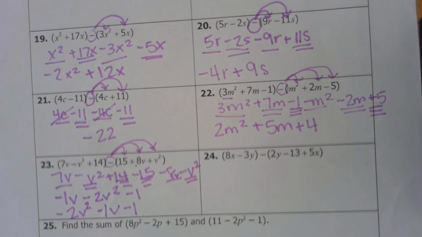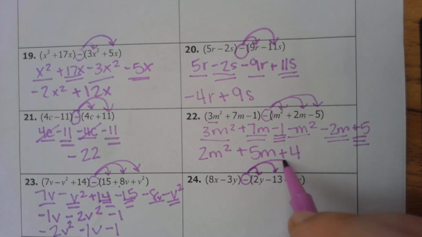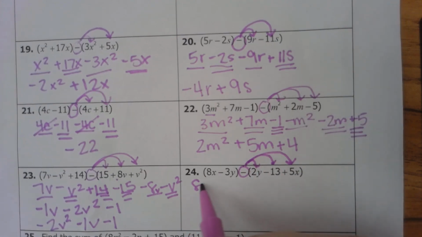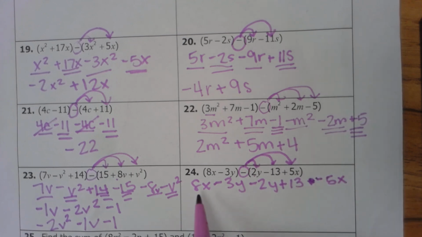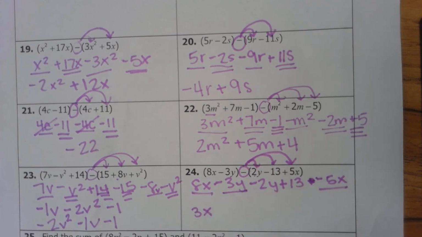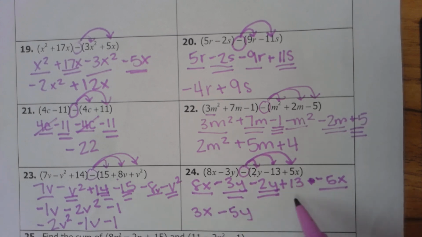Alright, 24. What's my first step? Yep, distribute the negative. So I got 8x minus 3y. Positive 2 becomes negative 2. Negative 13 becomes positive. Positive 5x becomes negative 5x. Like term with 8x is negative 5x. What's 8x minus 5x? Yep, 3x. Negative 3y. Like term is negative 2y, so that's negative 5y. 13 doesn't have anything, so we just bring that down. There's our answer.